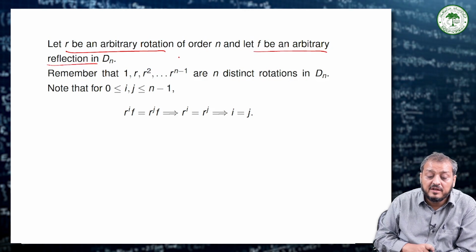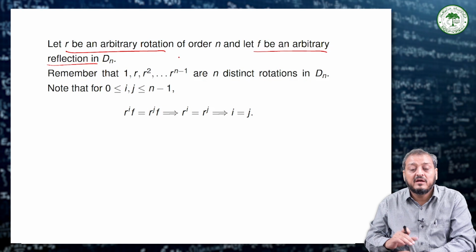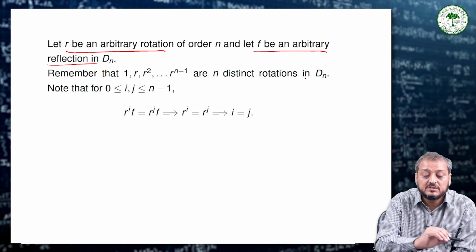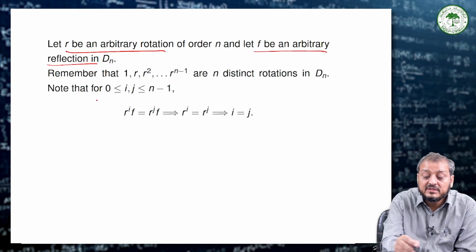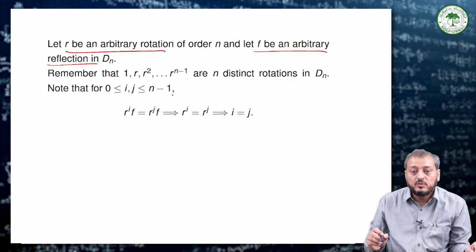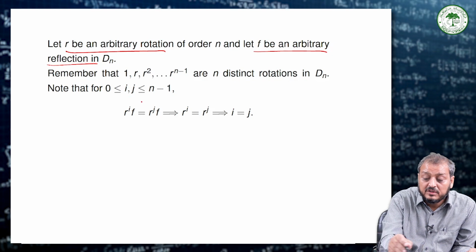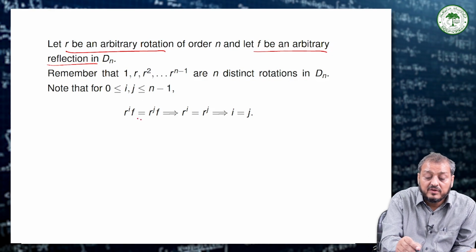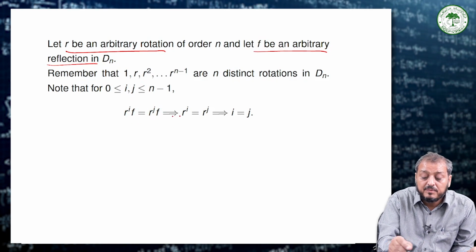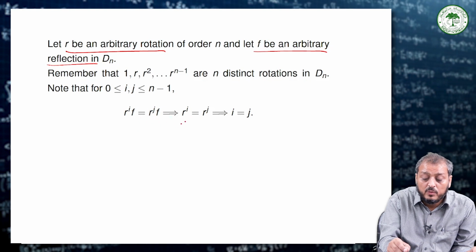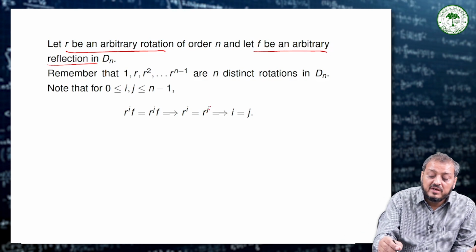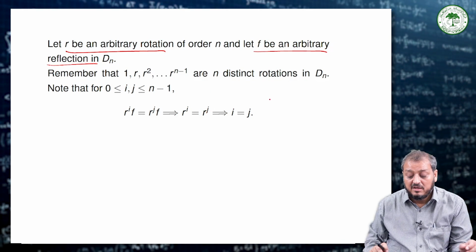So we can say that 1, r, r squared, up to r to the power n minus 1 are distinct rotations in Dn. Suppose the indices i and j lie between 0 and n minus 1, and r to the power i composed with the reflection f is the same as r to the power j composed with f. By the cancellation law, r to the power i is equal to r to the power j, so i and j are the same.